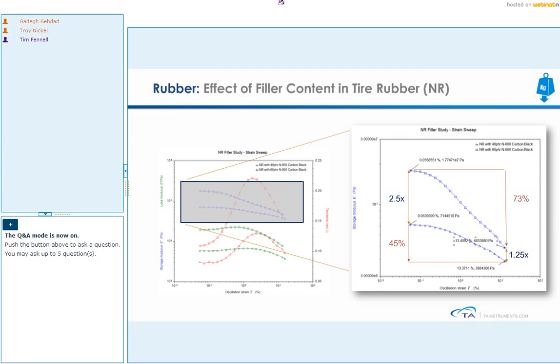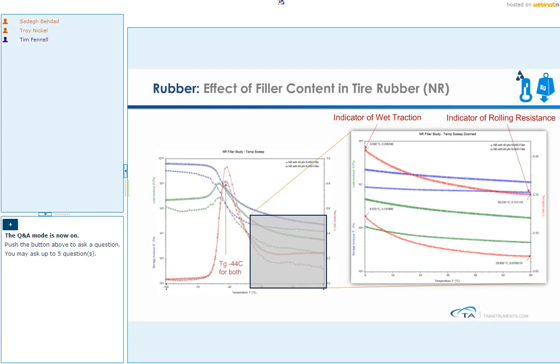Going to the next graph, same two samples. Now we are trying to compare the wet traction and rolling resistance. So now we are doing a temperature sweep like we discussed and looking at tan delta values at 0 degrees C and at 60 degrees. You can see that the glass transition for both of those are similar. So glass transition temperature is minus 44 C. And that is because your Tg does not change by addition of the filler. It's an attribute of your polymer and it's going to stay the same.